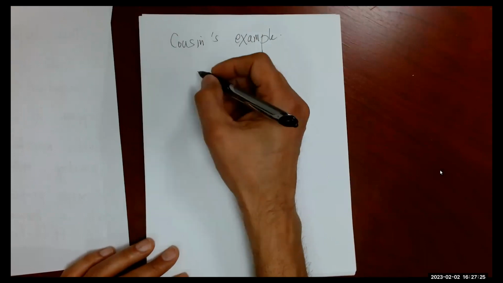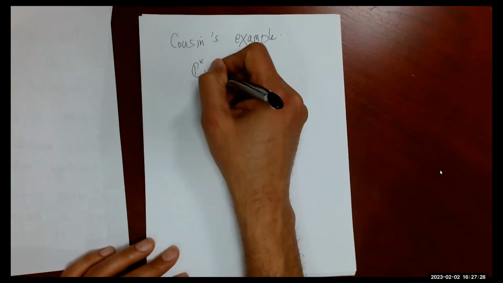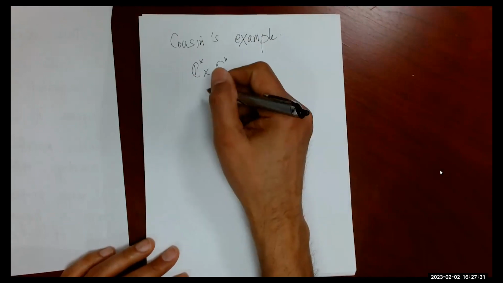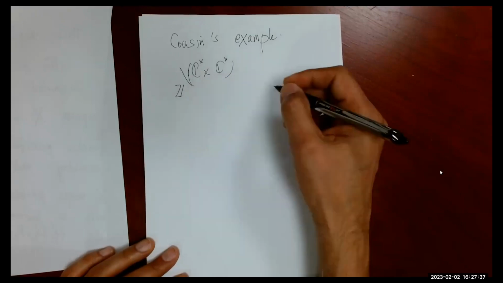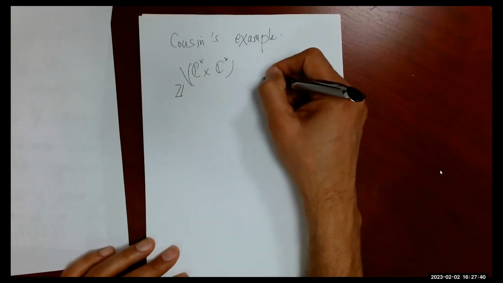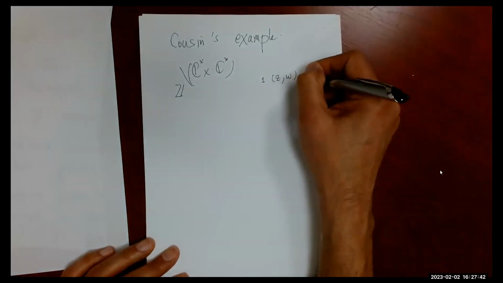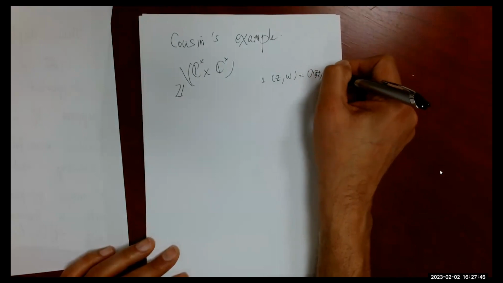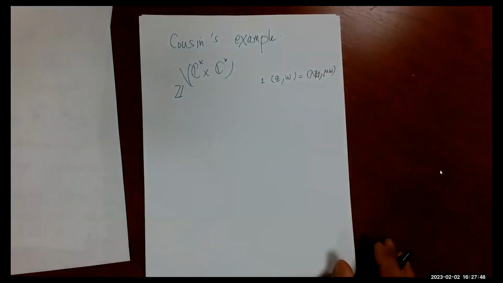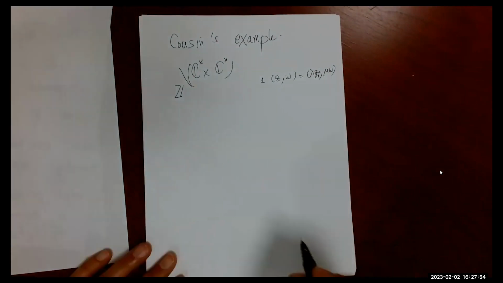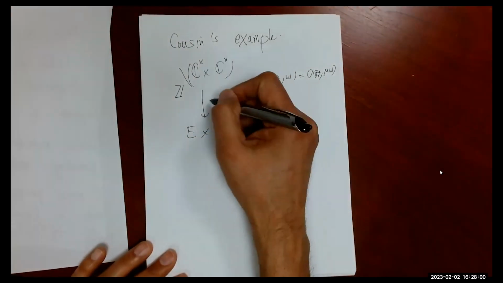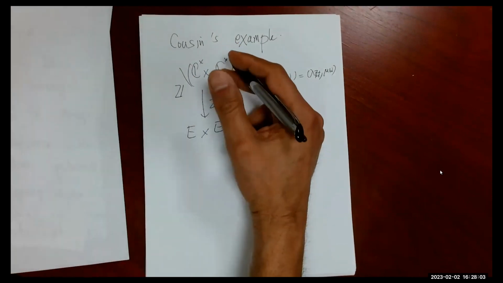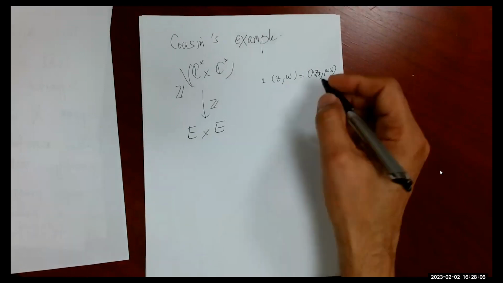What Cousin says is, you take C star cross C star, and you quotient out by a cyclic group, Z acting here, where the one acts on (z, w) by multiplication by lambda and mu. Lambda and mu don't have absolute value 1. You want them to be multiplicatively independent. So that means this will then cover a product of two elliptic curves, and the covering group will be Z. So in particular, it will be a two-ended covering.